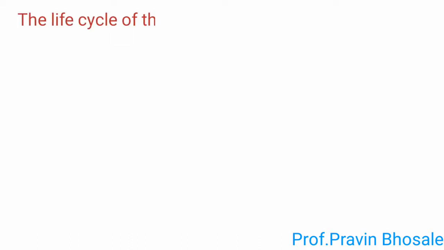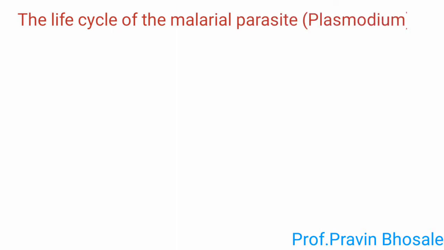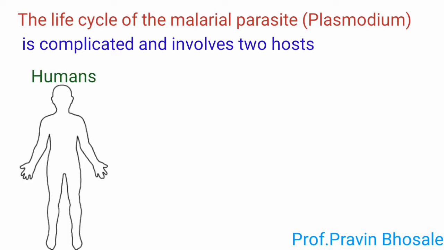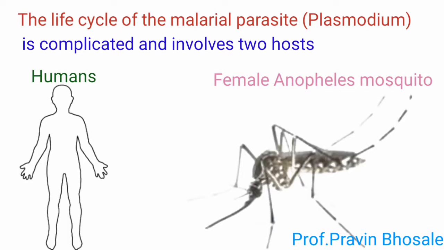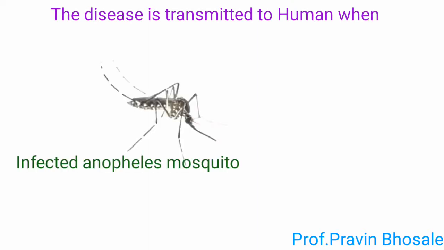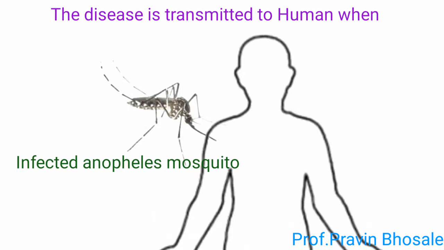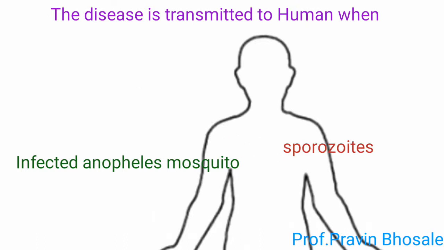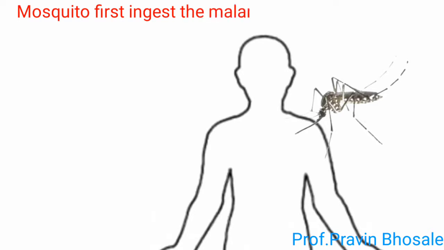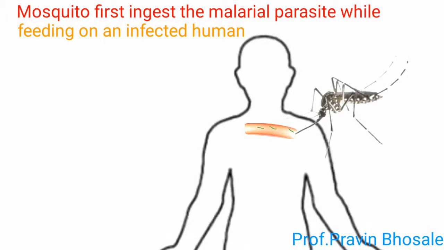The life cycle of the malarial parasite Plasmodium is complicated and involves two hosts, humans and the female Anopheles mosquito. The disease is transmitted to humans when an infected Anopheles mosquito bites a person and injects the malaria parasite sporozoite into the blood. Mosquitoes first ingest the malarial parasite while feeding on an infected human.